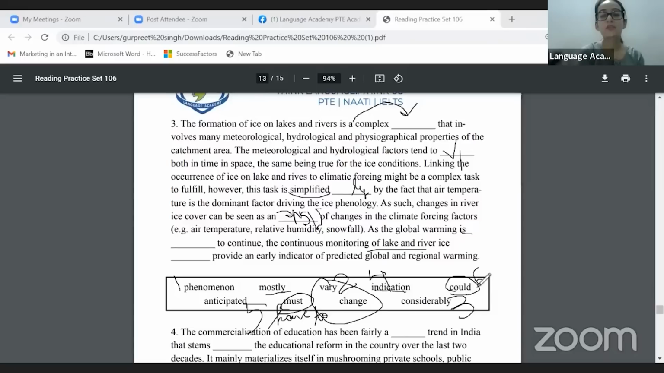The second one, after "to" comes the first form of a verb, "vary" and "change." Both mean the same. "Vary" is more academic, so we'll go with that. After "simplified," we need an adverb because the sentence is already complete. So in that case, after verbs, we put adverbs.